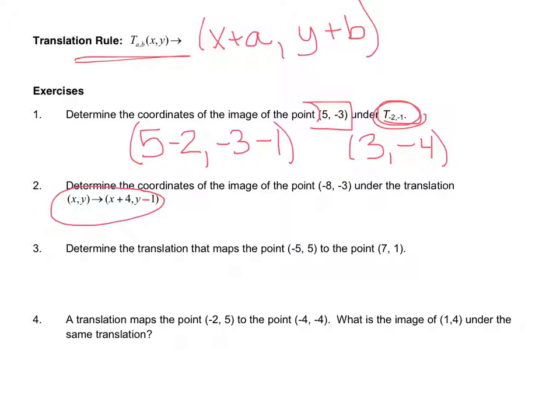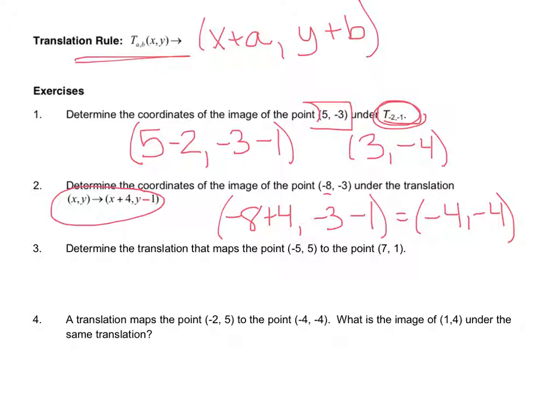Okay, determine the coordinates of the image of the point -8, -3 under this translation, and your notes have a negative in there. That's just another way to write it, remember. So we're going to take -8, our x value. We're going to add 4, take our y value, and subtract 1. So this would be the same thing as -4, -4. So that's the image of the point -8, -3.